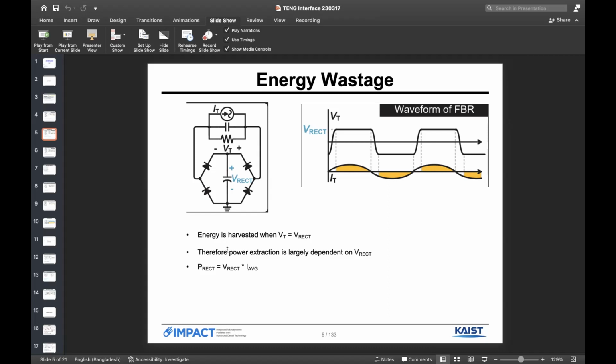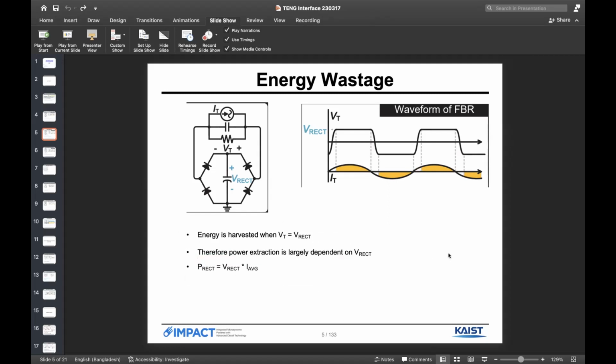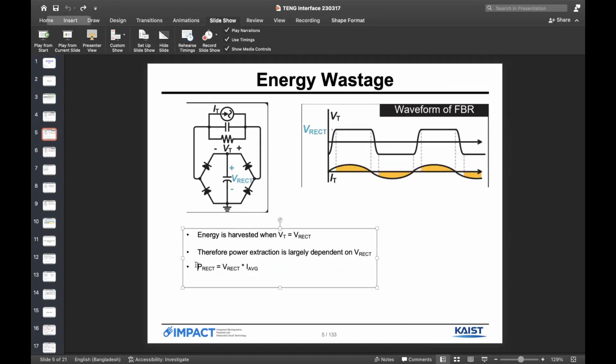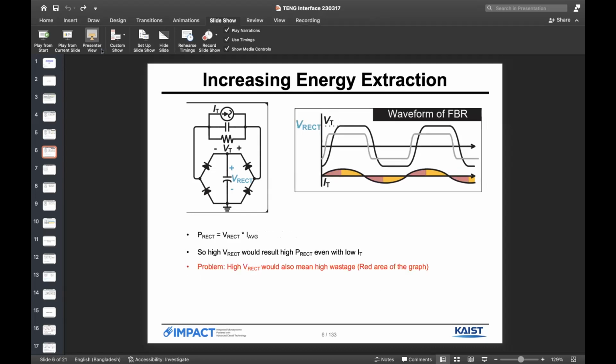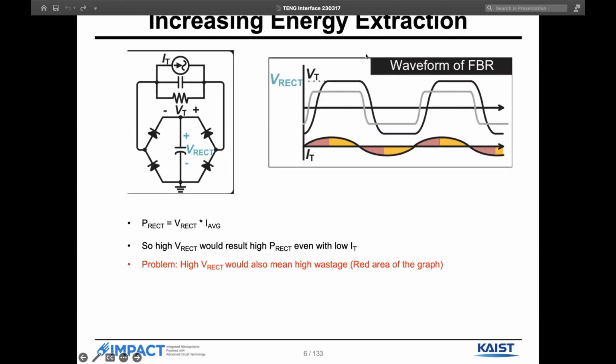So power extraction is largely dependent on Vrect. If we want to increase the energy extraction, we can always make Vrect higher, because the power is basically equal to the voltage times the average current. So for the same average current, with a higher Vrect, we will get more energy. But the problem is that in that case, we will also have more energy wastage.